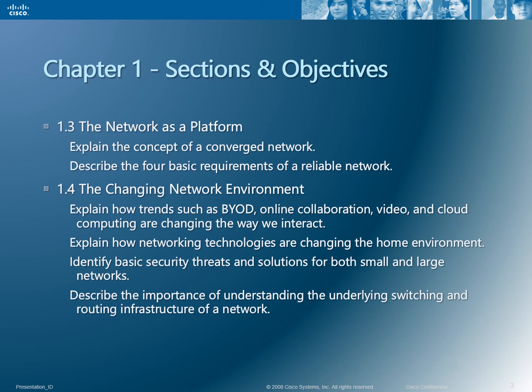We'll talk about a converged network, what that means, how we're incorporating different technologies and making the home more accessible from anywhere due to network introduction to various devices. We'll look at the 4 basic requirements of a reliable network, and reliability is a very important aspect of networks. And we're going to look at the changing network environment. And of course, you see that is the longest of the 4 sections for this chapter.